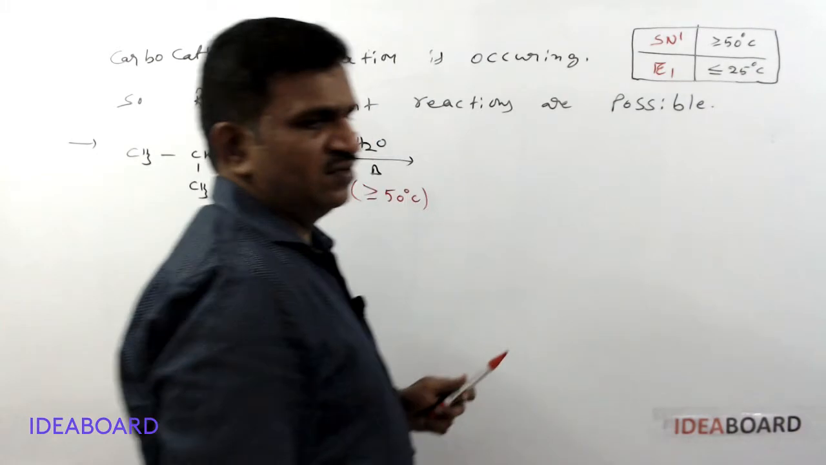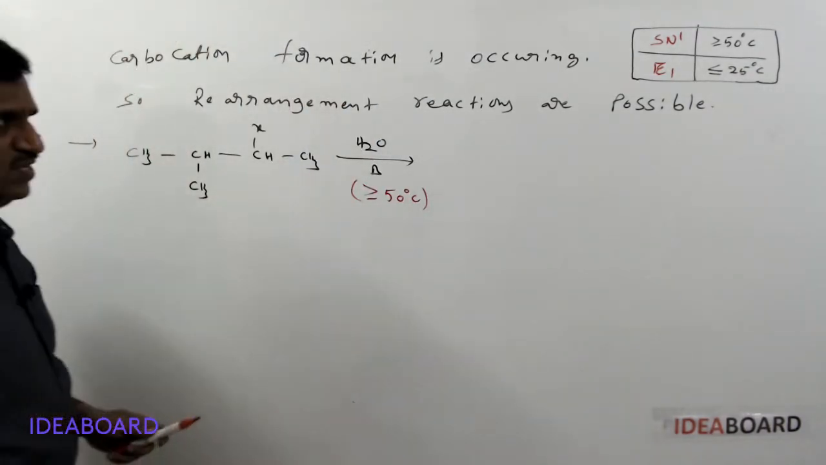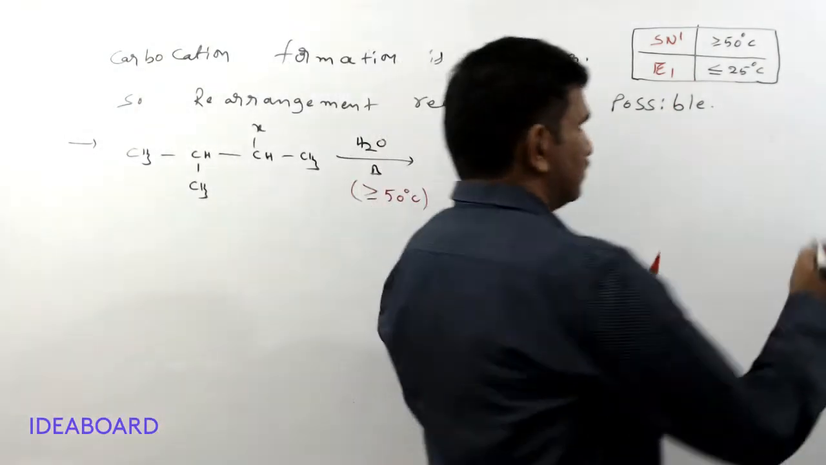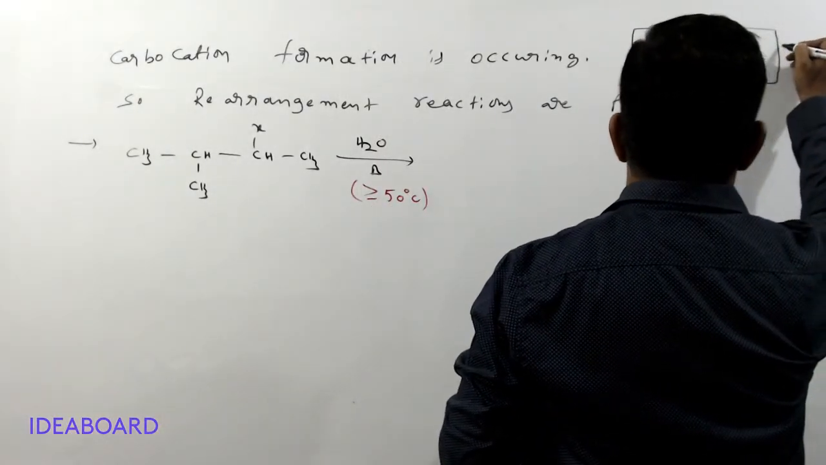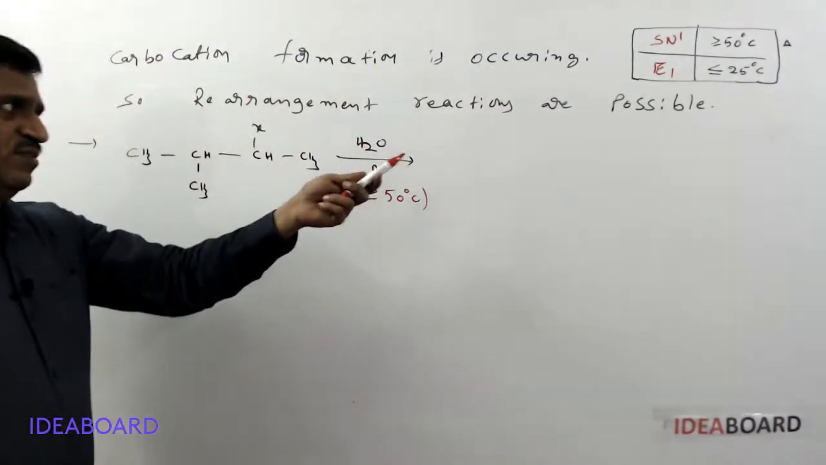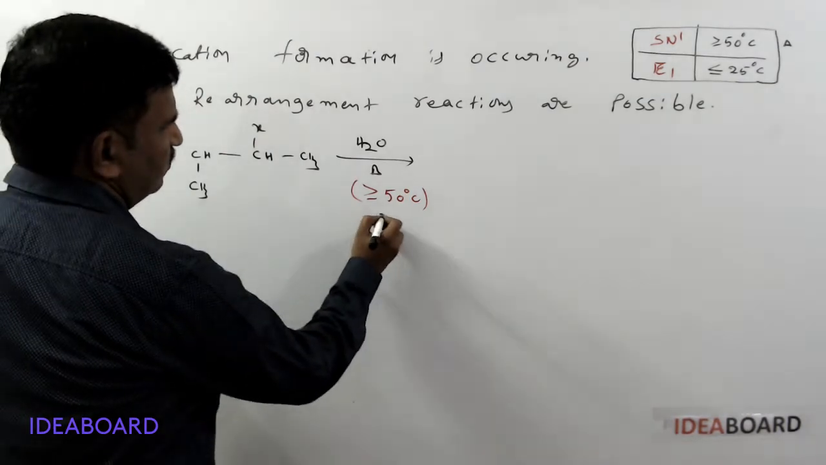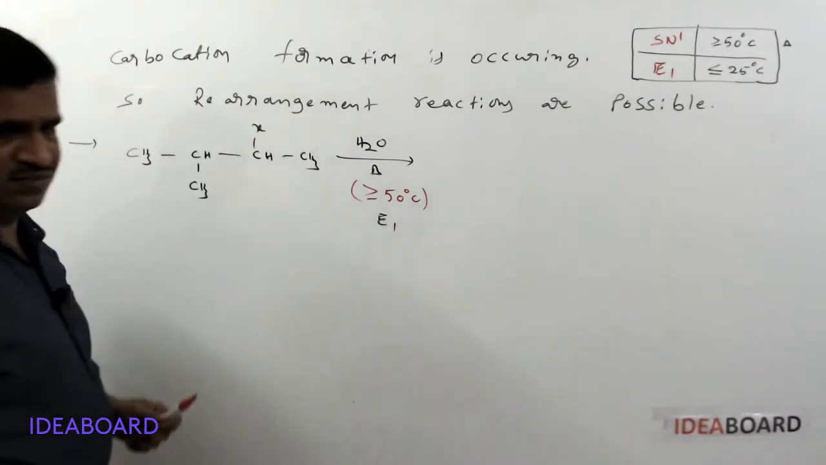In alkyl halides, this must be followed. So please check the temperature. If they provide the temperature in degrees, or simply give delta, if delta is given it means more than 50 degrees Celsius, and this always follows the E1 reaction.